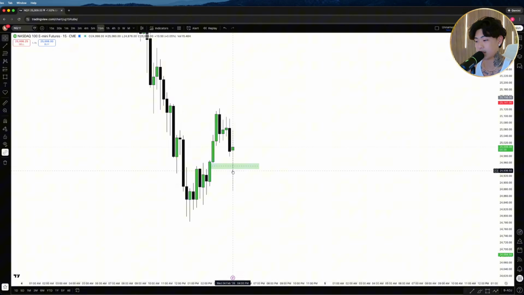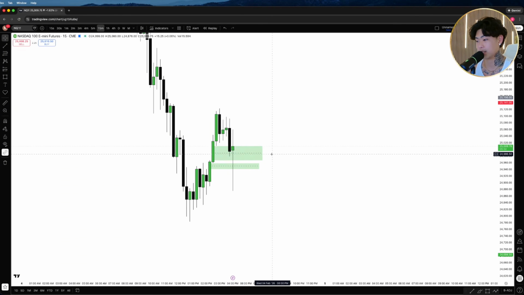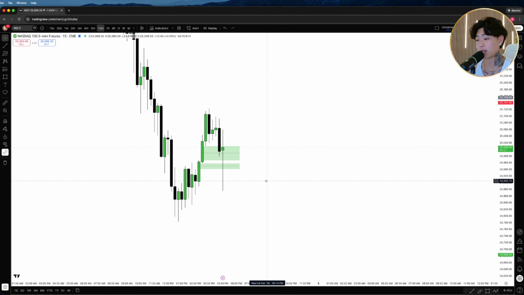So that is a 15-minute fair value gap. You can see up here, there is also a 15-minute fair value gap, and you see how well price respects and reacts to that level. Now, we don't know if this gap is going to get fully respected yet, but so far this is pretty good respect of this gap.